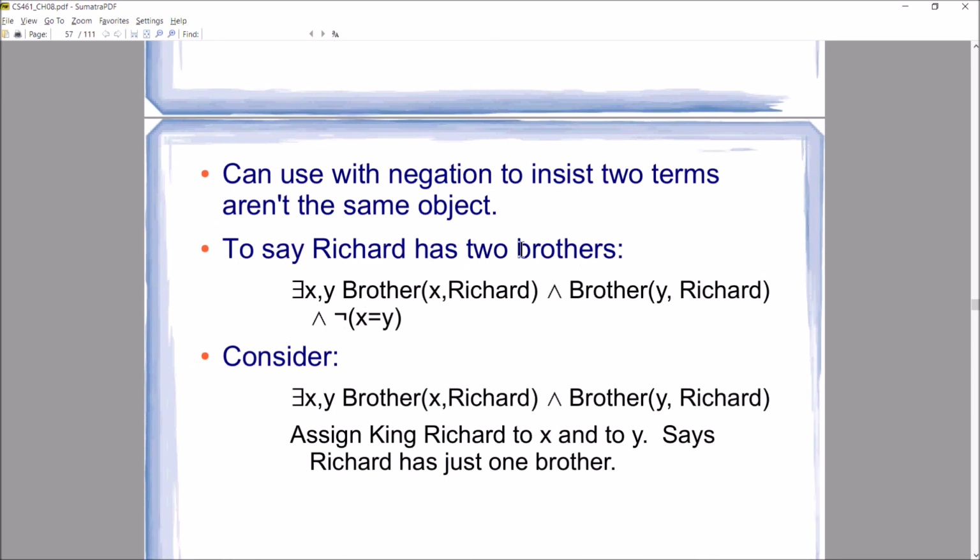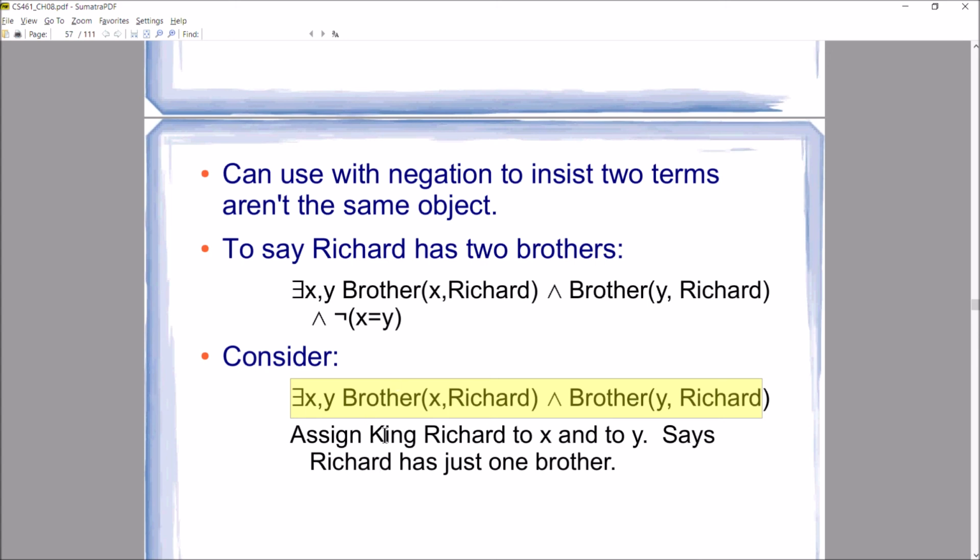So if you want to say there are two brothers for Richard, you can say, well, there exists some X and there exists some Y such that X is Richard's brother and Y is Richard's brother, but X equals Y? Nah, right? So all of these things have to be true in order for the and to be true. So we're saying Richard has two brothers. Now, if we leave out that they're not the same person, then that would be saying that Richard has just one brother.